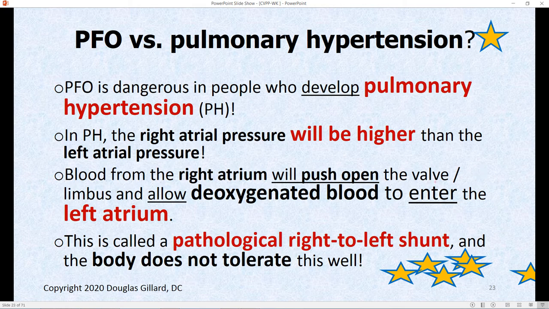Because, and we're going to talk about this a lot, you have what's called a pathological right to left shunt. Specifically, in this case, you have a pathological right to left atrial shunt, where the deoxygenated blood in the right atrium is going through the hole, through the patent foramen ovale, and it's poisoning your good oxygenated blood. Well, it's not poisoning it, but it is mixing deoxygenated blood with oxygenated blood, and your body absolutely hates that.